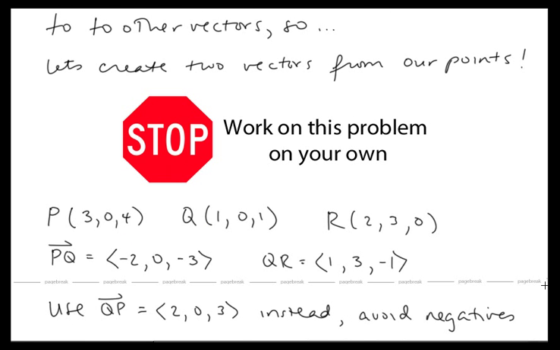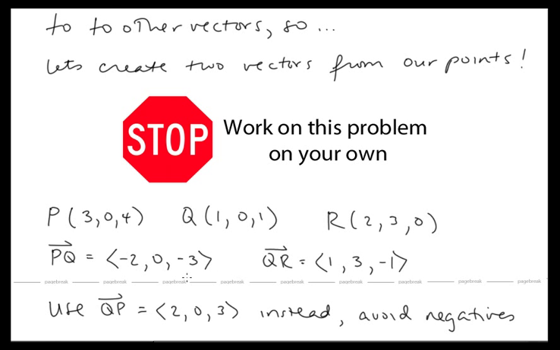I started by labeling my points P, Q, and R, and I looked at vector PQ and vector QR. PQ, I do 1 minus 3, 0 minus 0, 1 minus 4. And so I have negative 2, 0, negative 3. And for vector QR, 2 minus 1, 3 minus 0, 0 minus 1. And what did we say we want to do with these vectors? We want to take their cross product.